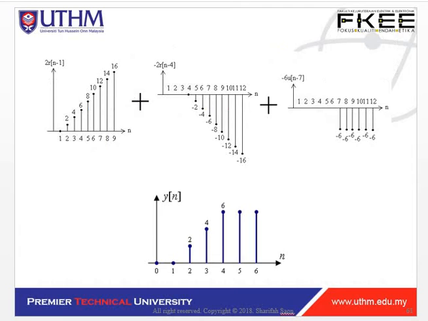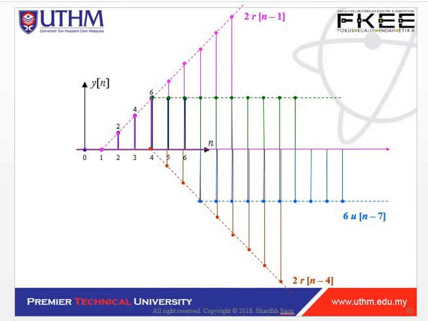Also, you can represent this signal as a graph. So this is what the graph looks like: 2r[n minus 1] plus negative 2r[n minus 4], and then plus this one, and then you get y[n]. So this is in the graphic form.